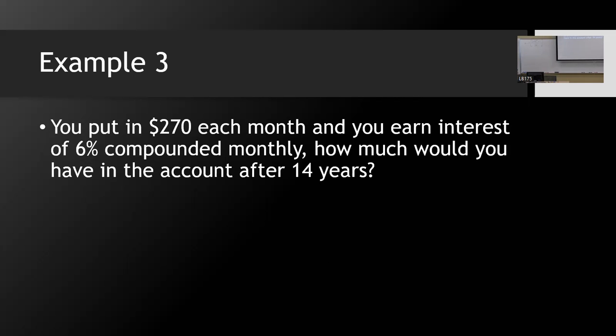So we did problems like this earlier. I'll just walk through this. We put in $270 each month. So I know my P is going to be 270, and I also know my M is going to be 12, because we're doing things monthly. We earned an interest rate of 6%, so that means my R is going to be 0.06. How much would we have in the account after 14 years? That means my T is going to be 14.